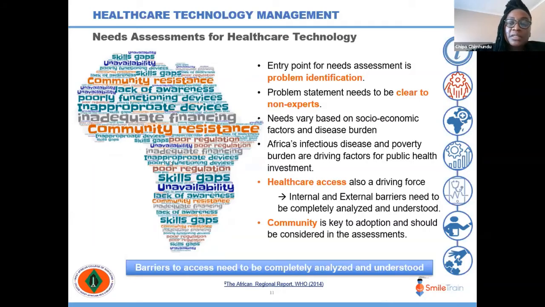Not understanding what these barriers are can actually make us solve the wrong problem. As our entry point to needs assessment is to first identify the problem, we need to make sure that our problem is very clear, not only to ourselves as doctors or surgeons or anesthetists and maybe the IT personnel, but it also needs to be clear to the novice.